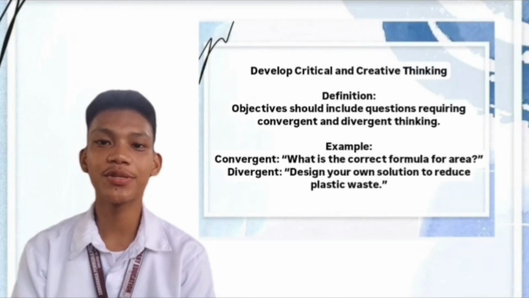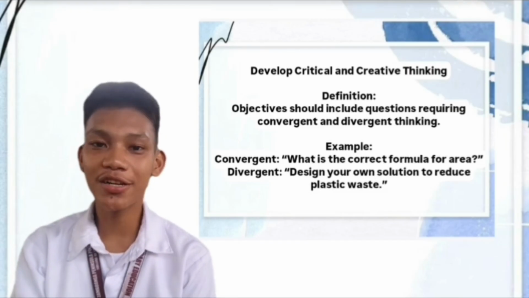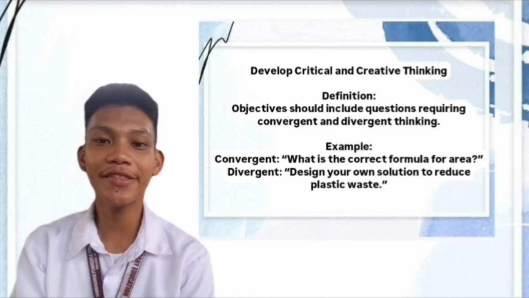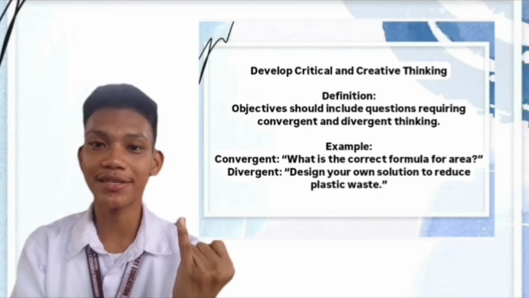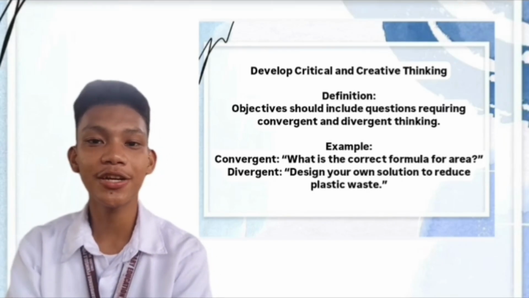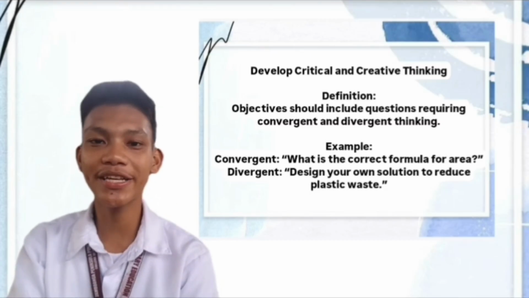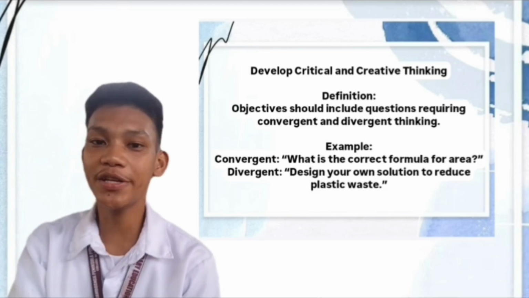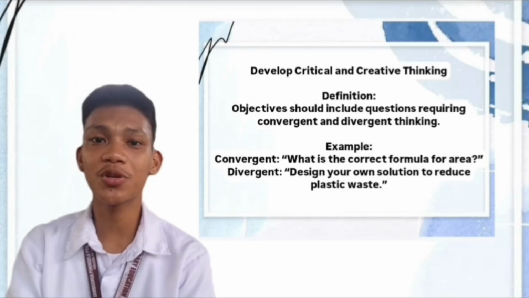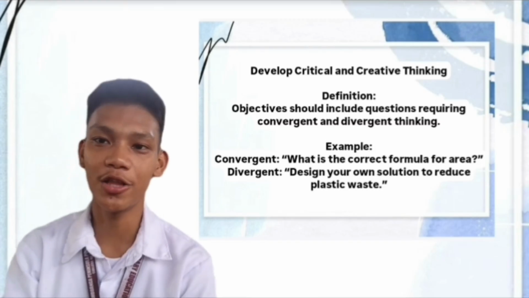Our sixth principle is to develop critical and creative thinking. This means that objectives should include questions requiring convergent and divergent thinking. This should build problem-solving skills, reasoning skills, and innovation skills. For example, in convergent, we can ask, what is the correct formula for this area? In divergent, we can say, design your own solution to reduce plastic waste. This means that it requires not only problem-solving skills, but also reasoning and innovation skills that the students should develop.